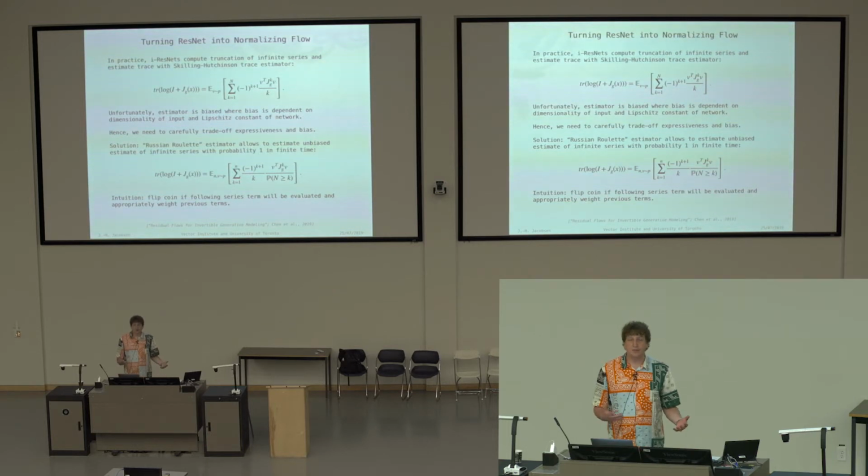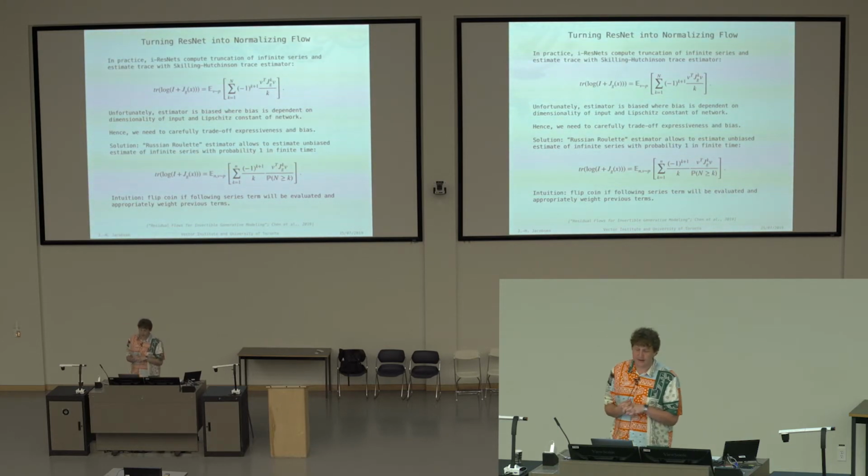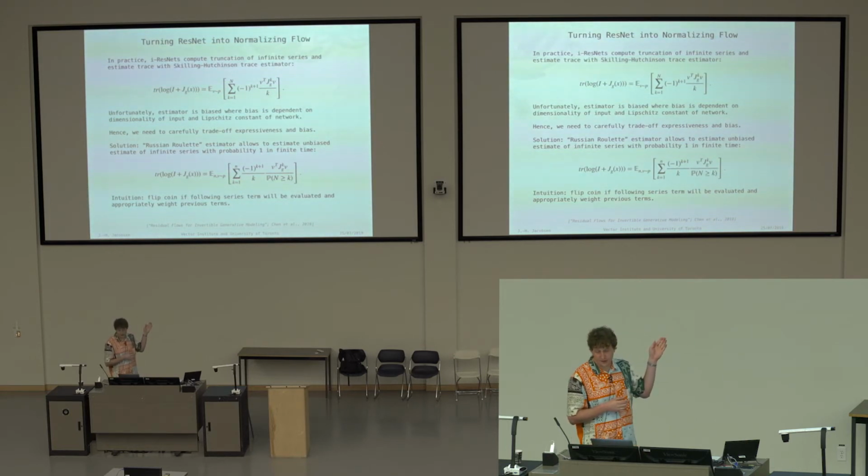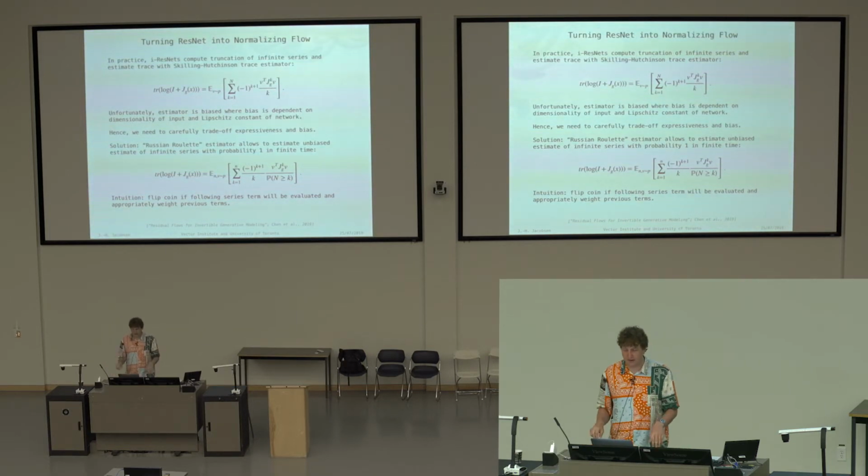Right, so in practice, because that's an infinite series, we actually have to truncate it at a finite number of terms, and that gives us a biased estimate of the log determinant of the Jacobian. So the final estimator is a truncated series, which you can see on the top, and we use the Skilling-Hutchinson trace estimator to compute this trace of the Jacobian powers. Unfortunately, this estimator is biased, and the bias depends on the dimensionality of the input and the Lipschitz constant of the network. So to train this successfully, we actually need to carefully trade off expressiveness and bias of the network.